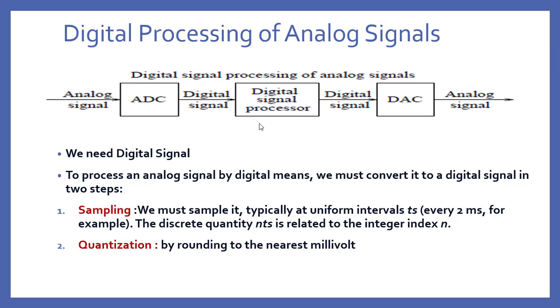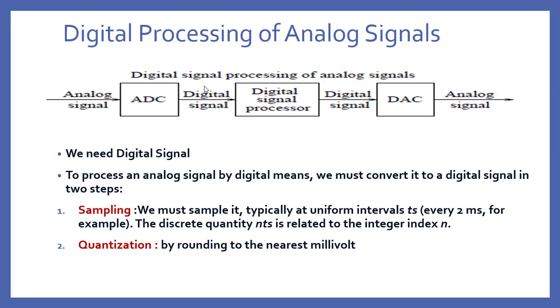So before moving to the sums on sampling, we will see the block diagram of digital signal processing of analog signals. All the signals present around in the environment are analog signals. So to give it as an input to a digital signal processor, we need to convert this analog signal to a digital signal using an analog to digital converter.